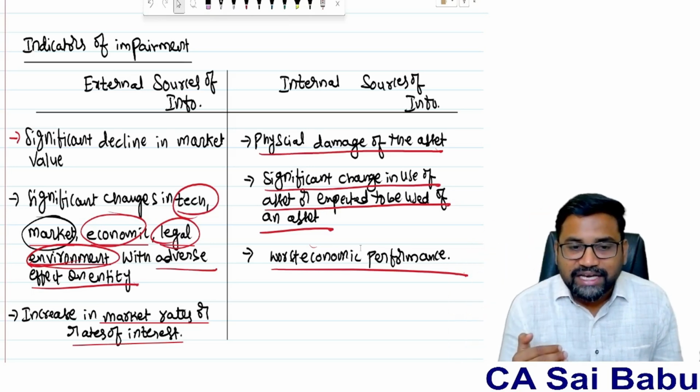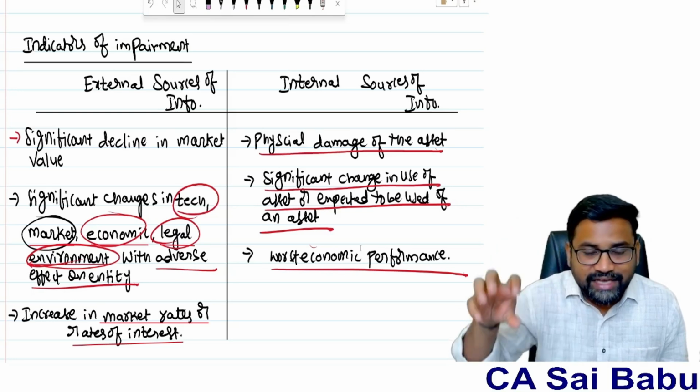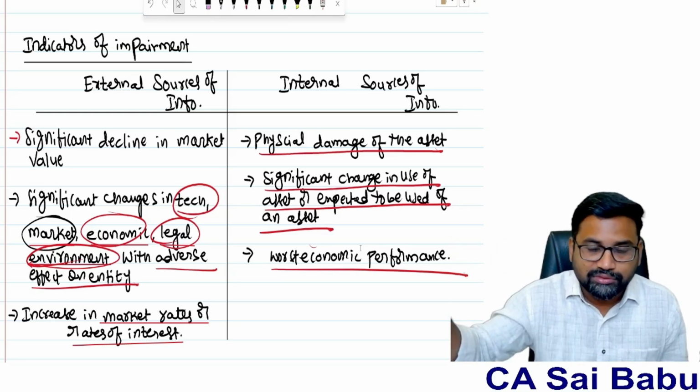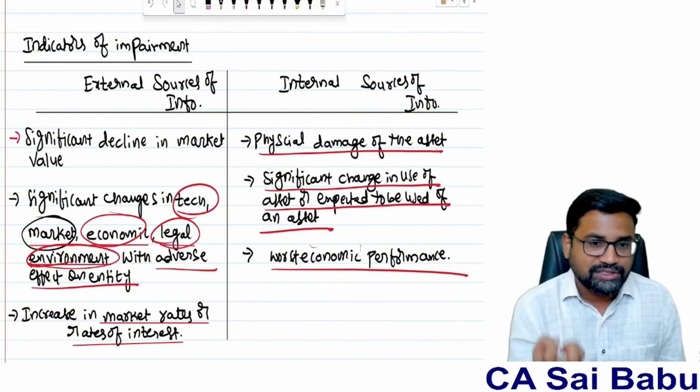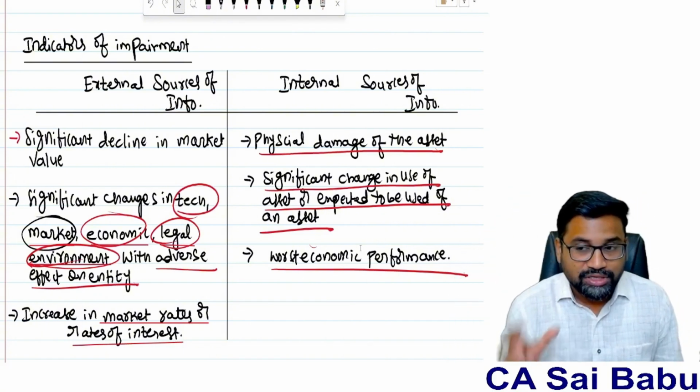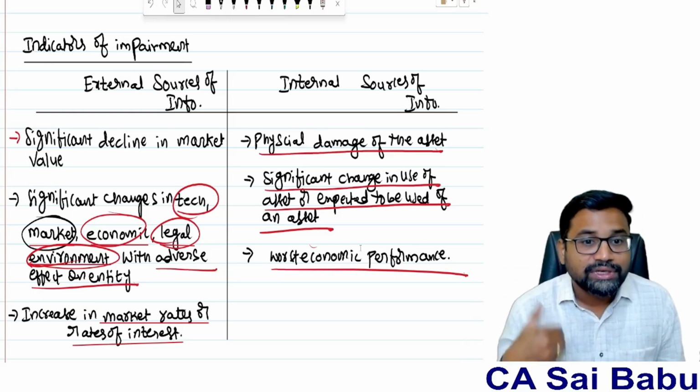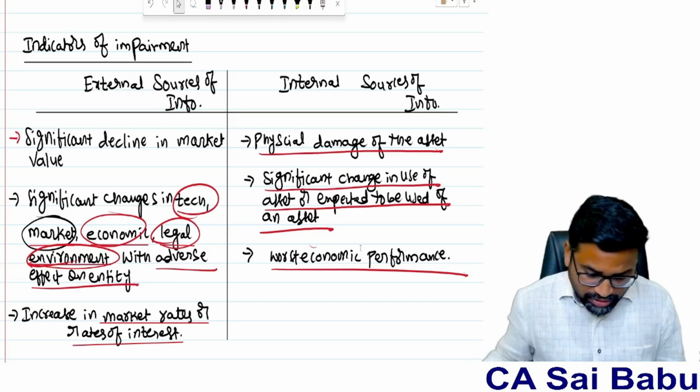Because the intention of the standard is that an asset's carrying worth should be its recoverable value. But in your books, you are showing more than that. That means there is an overvaluation of the asset, so that has to be brought down. Bringing down the asset value is technically called impairment loss.